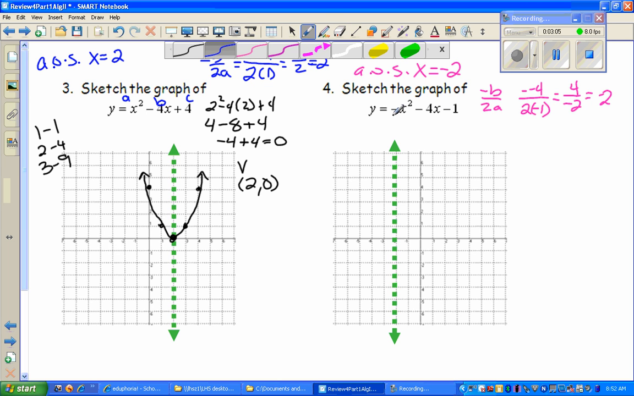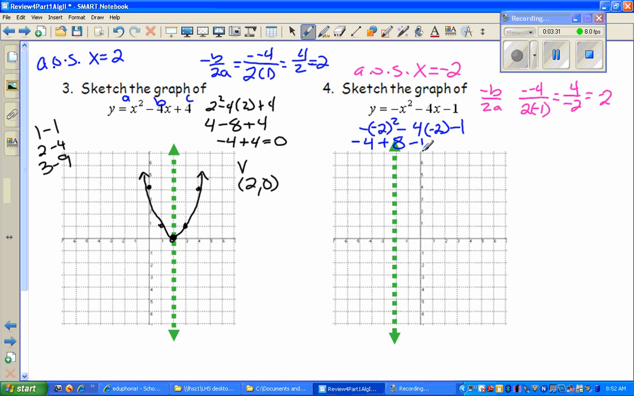Then we need to take that negative 2 and plug it in. Now be careful of signs here. We've got a negative, and we are plugging in negative 2 squared there, minus 4 times negative 2 minus 1. Negative 2 squared is 4. So you have that negative out front though still. So negative 2 squared, positive 4, but we had a negative out front. Negative 4 times negative 2 is positive 8, and then minus 1. Negative 4 plus 8 is 4, minus 1 is 3. So the y value of the vertex is 3. So the vertex is at negative 2, 3.